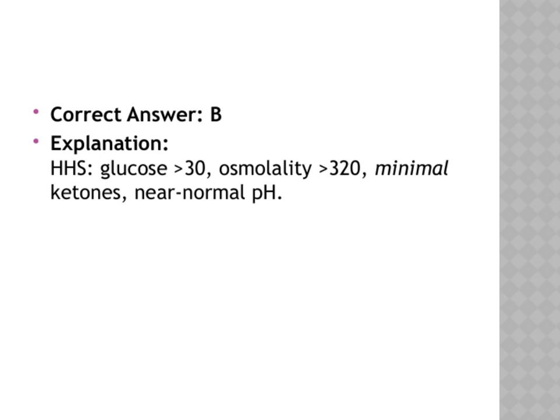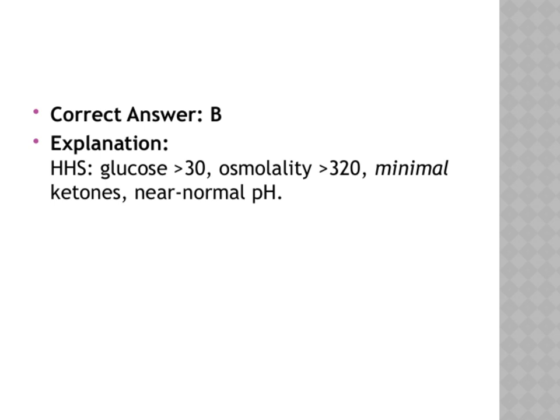Along with that, the serum osmolality is typically over 320 milliosmoles per kilogram, reflecting significant dehydration and increased concentration of solutes in the blood. Importantly, even though blood sugar is extremely high, ketones are usually minimal or absent, which helps differentiate HHS from diabetic ketoacidosis. And lastly, the blood pH tends to be near normal, meaning there's no significant acidosis.